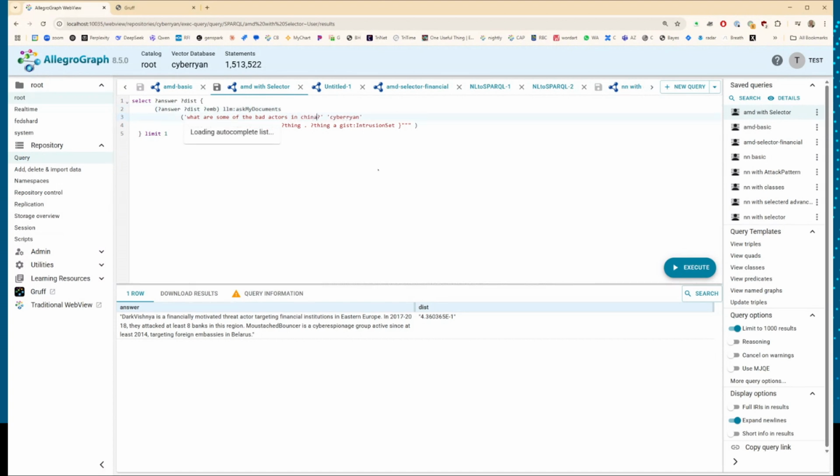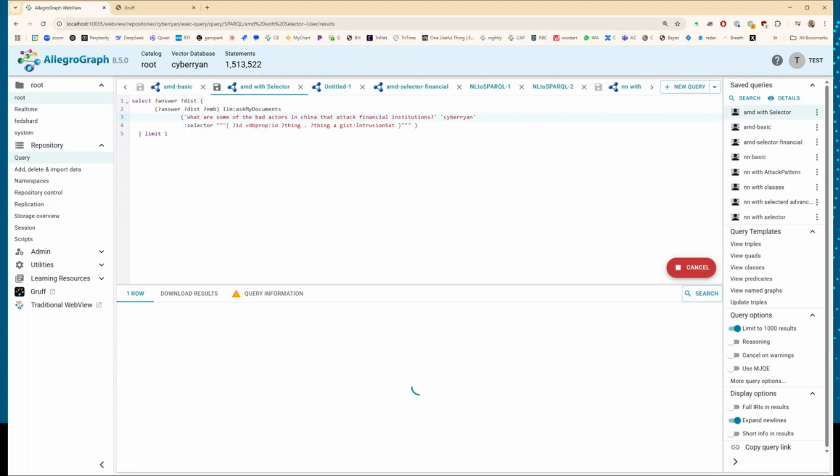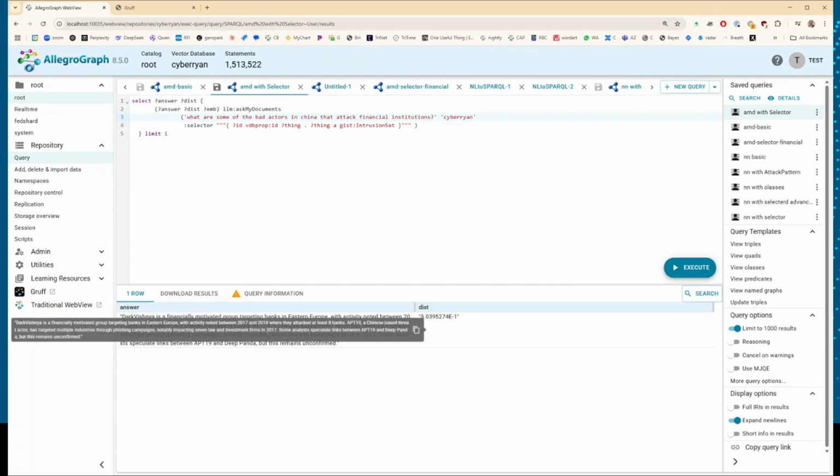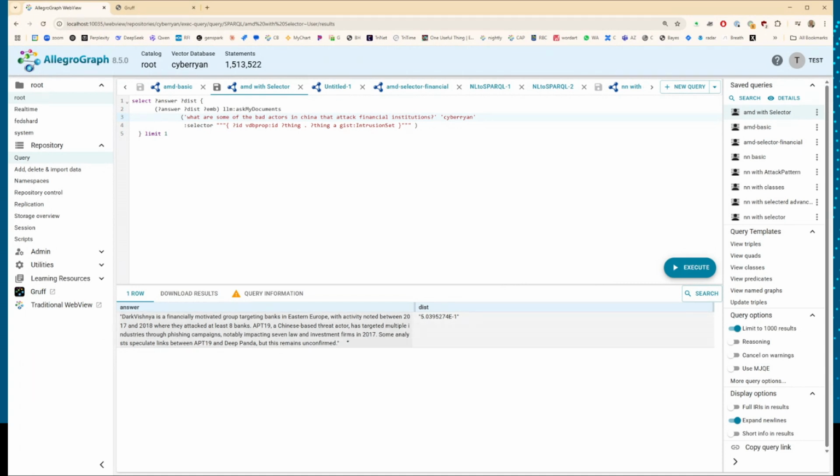So if I want to do it in China, attacks on financial institutions, and if you wait, here you see APT19, a Chinese-based threat actor that targeted multiple industries, notably impacting investment firms. So that is kind of close to the financial part. But what you see here is that I'm still writing SPARQL queries, except I'm asking meaningful questions about unstructured text in here.